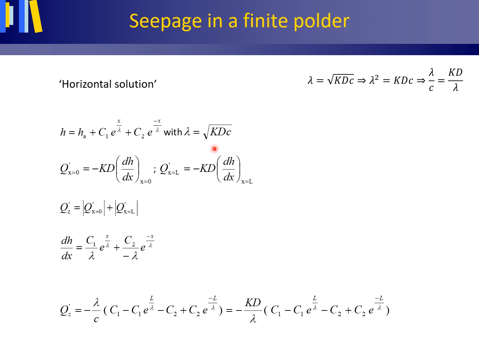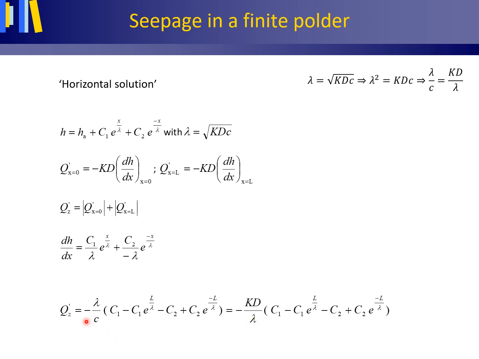When you differentiate this, you get the hydraulic gradient. Insert 0 in this equation and you have the hydraulic gradient at axis 0. Insert for xl into this equation and you have the hydraulic gradient at axis L. And then again, add the absolute values together and you will find your total upward seepage into the polder in square meter per day. Your answer can be in minus lambda divided by C times this term, or minus KD divided by lambda also times this term.